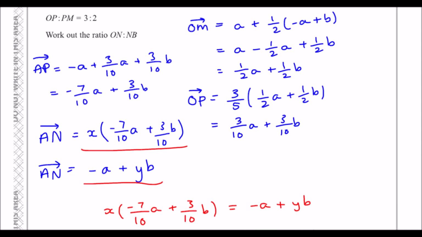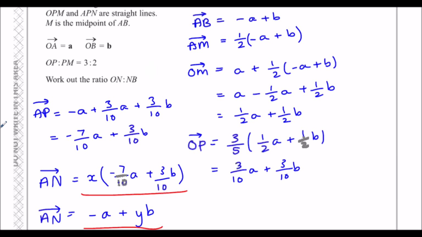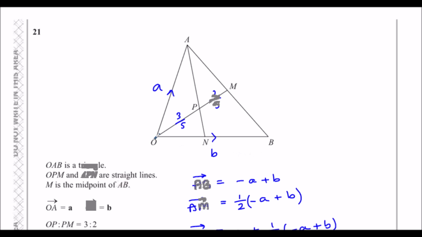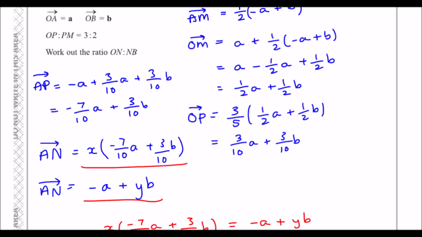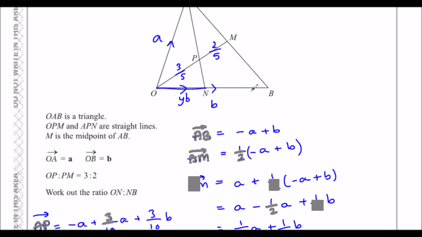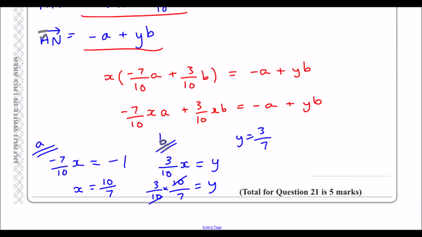So what have I just worked out? Well, when I said A to N was minus AN plus y over b, I have worked out that O to N is 3/7 of the total journey here. So if this is 3/7, this side must be 4/7, and the ratio is 3 to 4. So the ratio is 3 to 4.